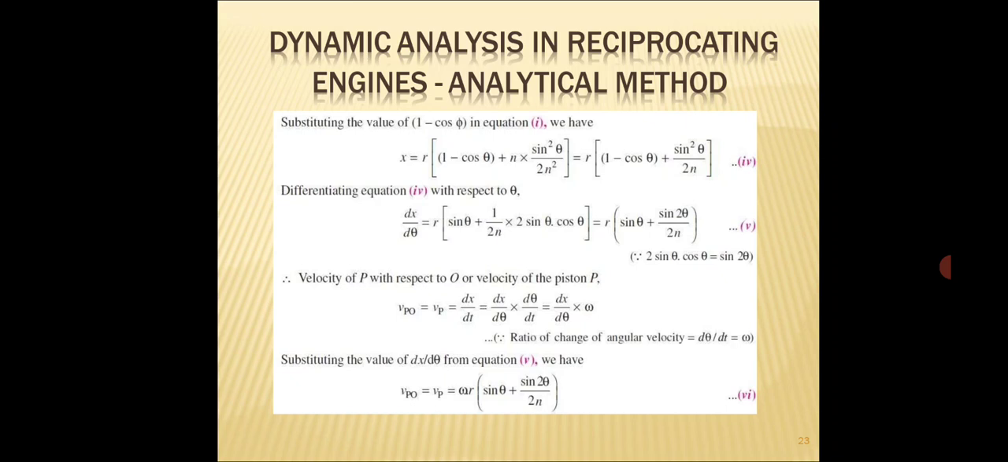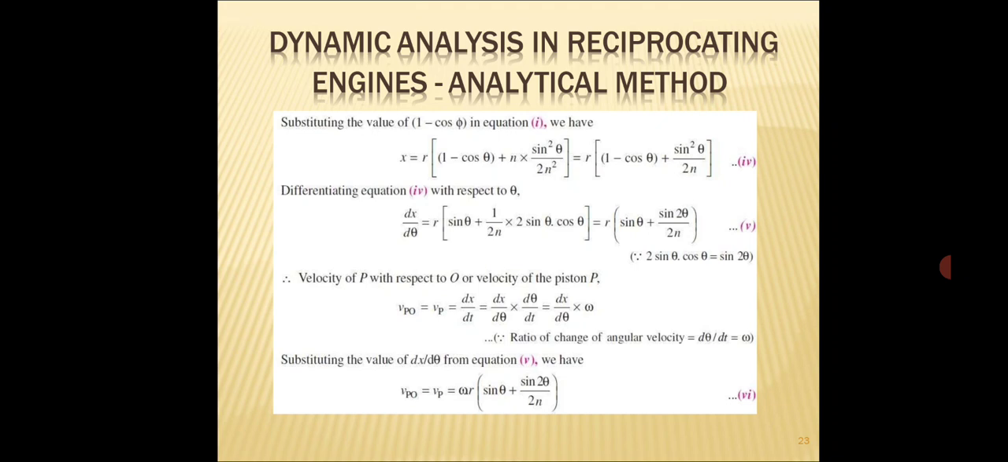Therefore the velocity of the piston P with respect to O, the velocity of the piston, we have to find. So Vp equals dx divided by dt, the differentiation of that equation. Okay, so dx by dt is dx by d theta into d theta divided by dt, equal to dx by d theta into omega. What is omega? Omega is the rate of change of the angular velocity. So you have to change d theta divided by dt to omega.